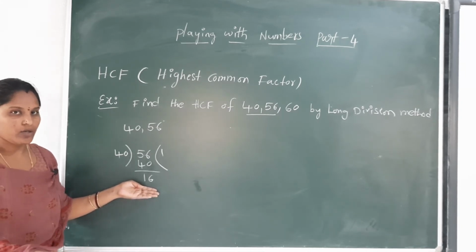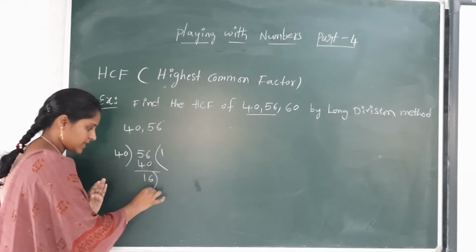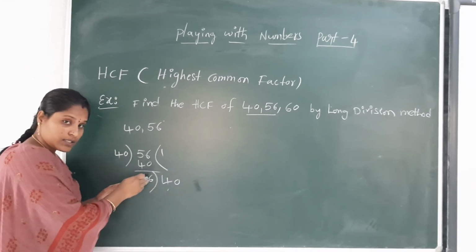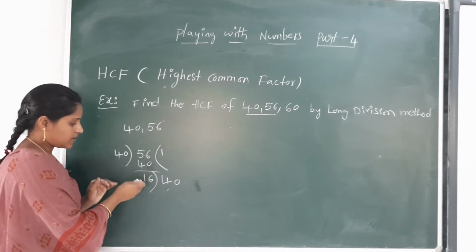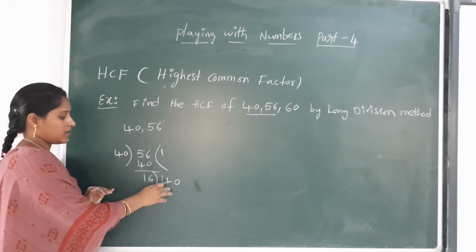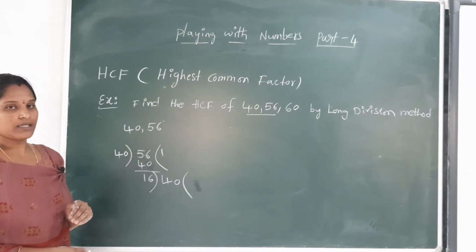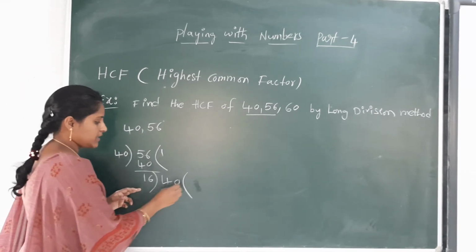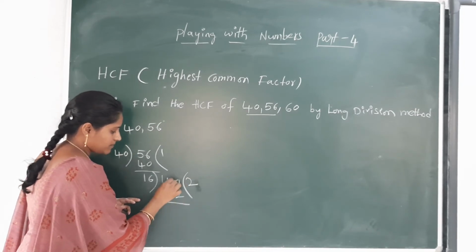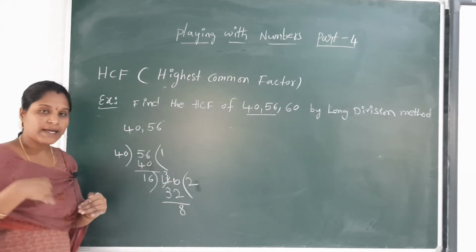So we have to continue the process until we get 0. This remainder as divisor and the before divisor as dividend. We have to continue this process like this up to we get 0 as remainder. 16 in this, 2 times 32, 40 minus 32 is 8. Again we get a remainder as 8.